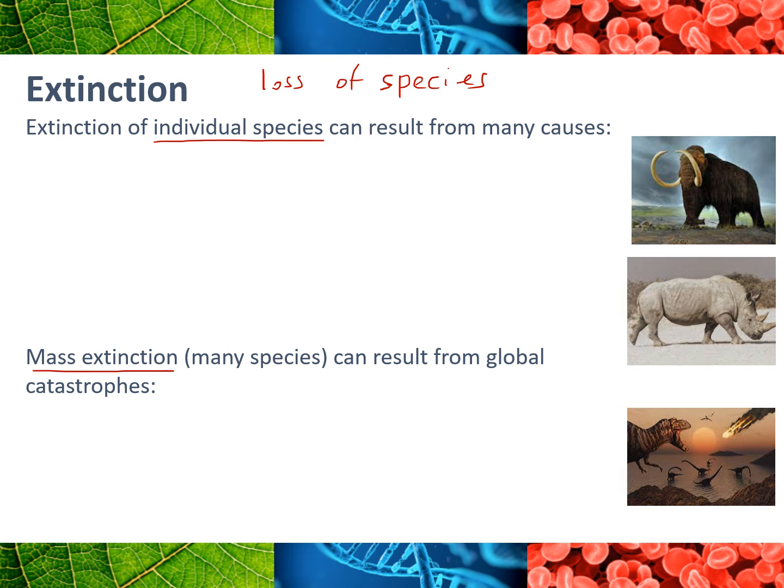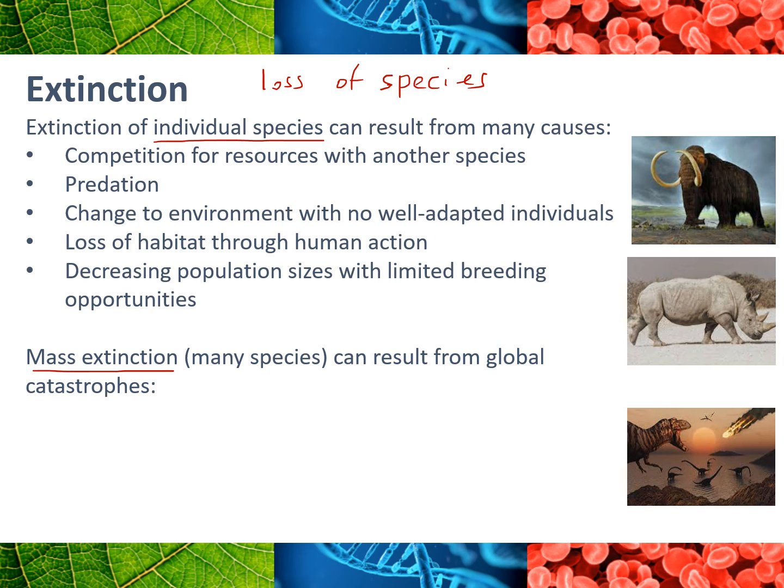The things that could lead to extinction of individual species are things such as competition for resources. If two different species share the same food source and one species is stronger and always gets the food first, the other is likely to die out because it can't eat. Predation would be another one. If there are predators that target a certain species, that could cause that species to die out.